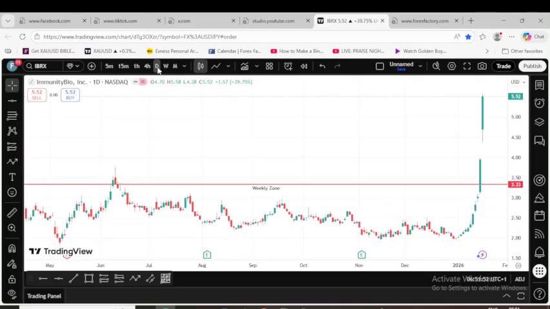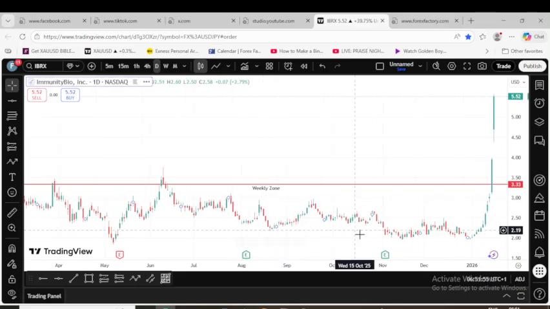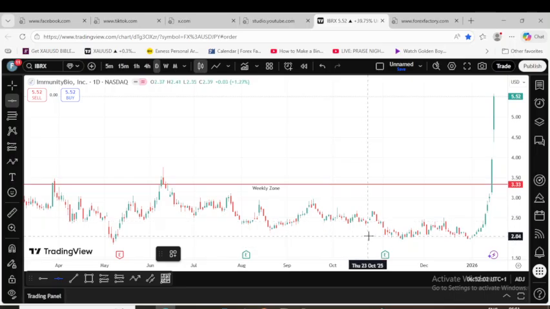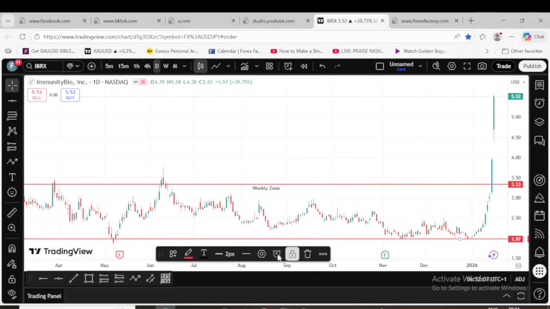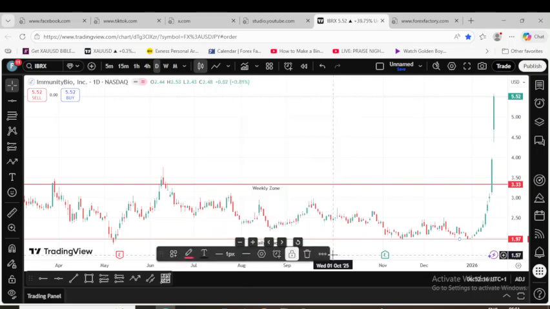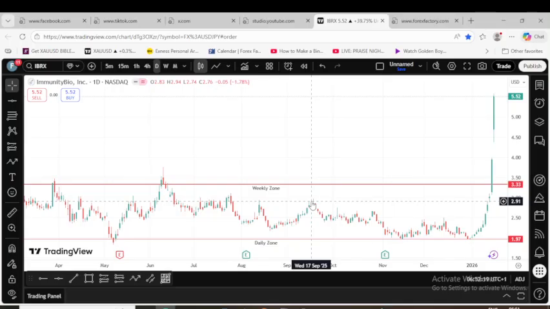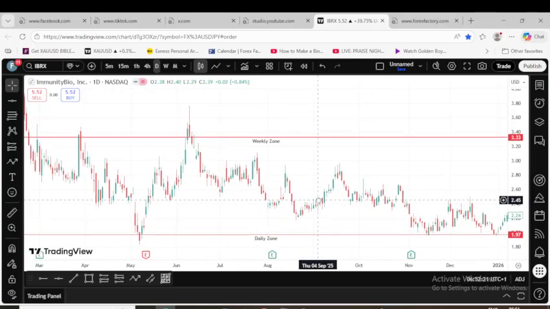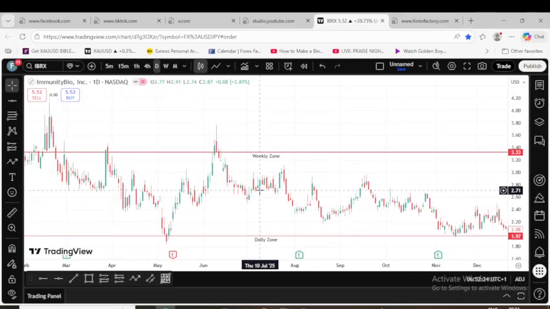We'll identify our zones and our trend lines. And then on the daily time frame, we'll identify our trend origin. So this is a daily zone. Okay, there's also another zone here.